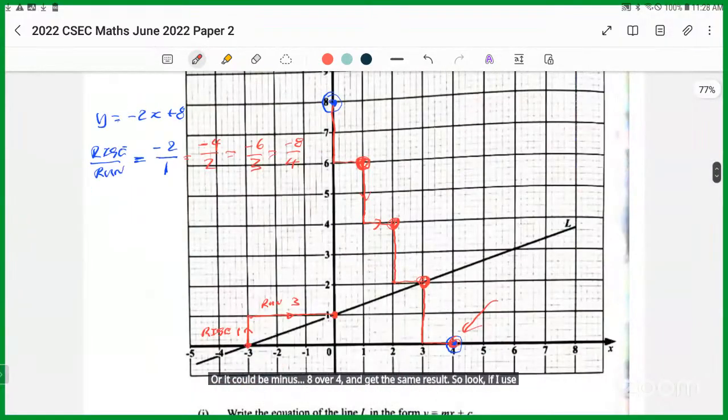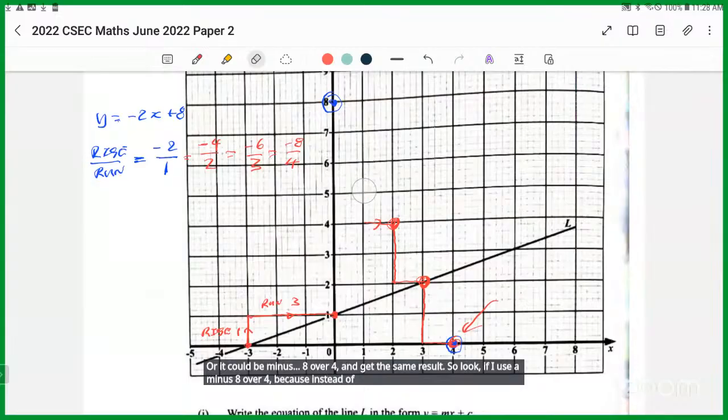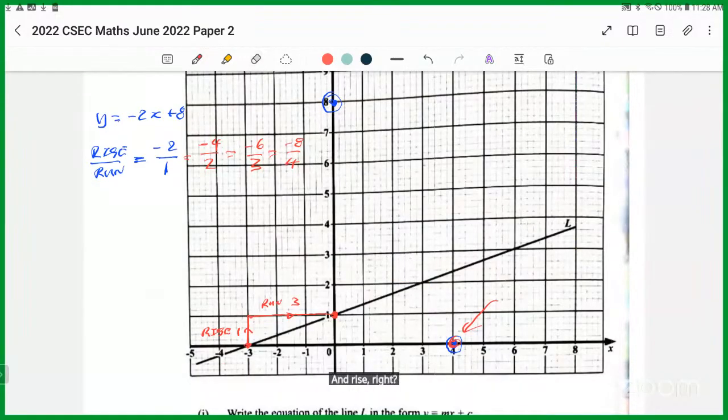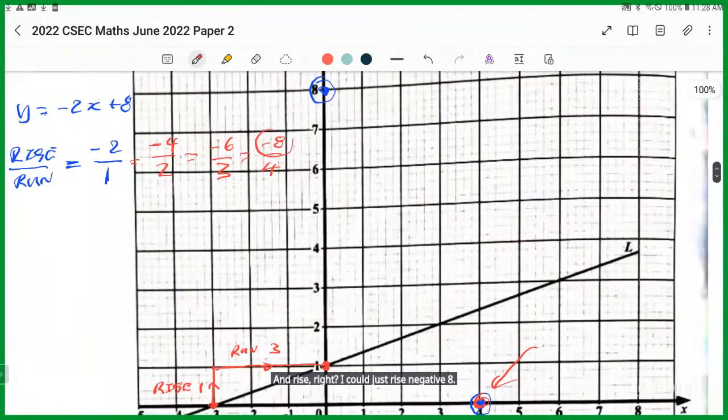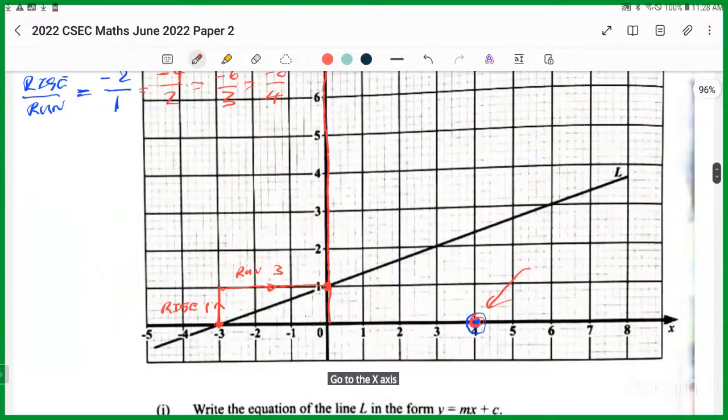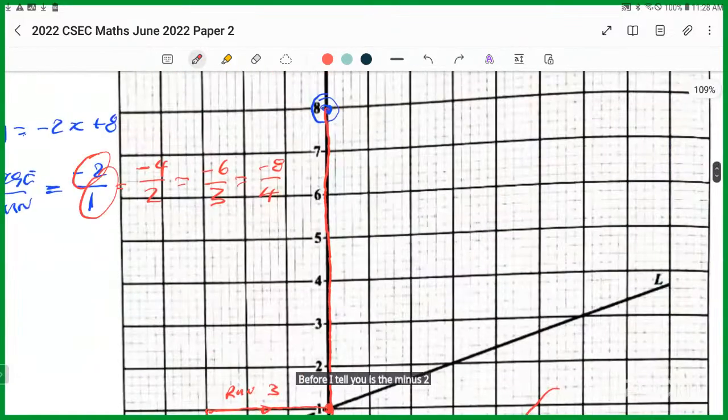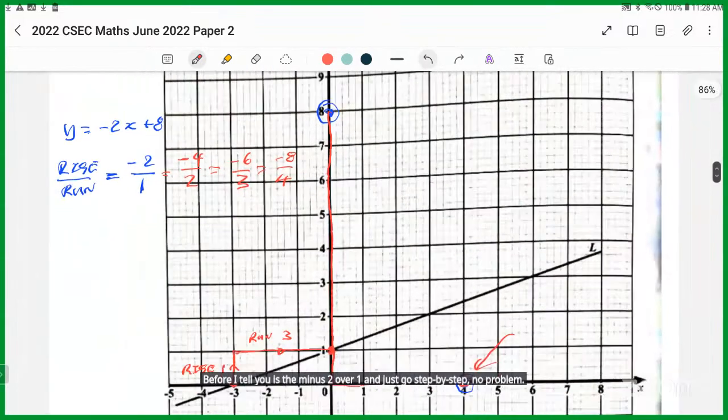So look, if I use minus 8 over 4, instead of doing those mini runs and rises, I could just rise negative 8, run 4. To rise negative 8 is to come down 8 units from here. That's 1, 2, 3, 4, 5, 6, 7, 8, down to the x-axis, and then run 4: 1, 2, 3, 4. I end up here just the same. But if you want to use the minus 2 over 1 and go step by step, no problem. The end result is the same.